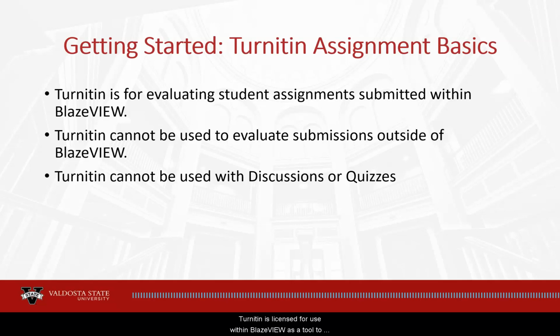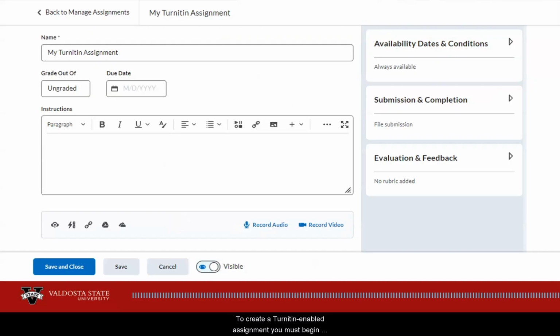Turnitin is licensed for use within BlazeVIEW as a tool to promote academic integrity. To use Turnitin, student assignments must be submitted within a BlazeVIEW assignment. External submissions cannot be evaluated in Turnitin, and Turnitin is not available for discussions or quizzes. To create a Turnitin-enabled assignment, you must begin with a new or existing BlazeVIEW assignment.